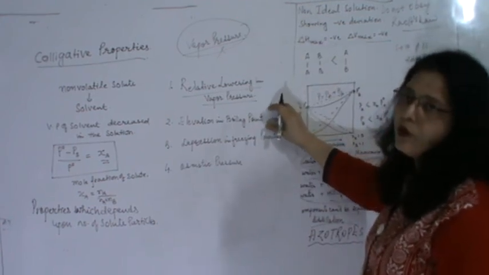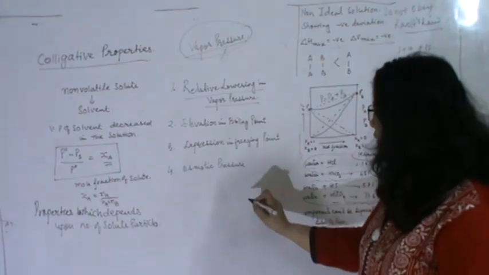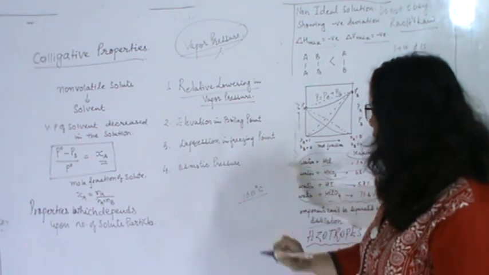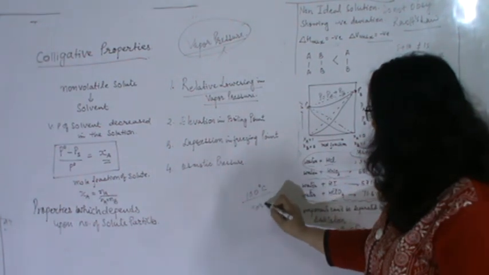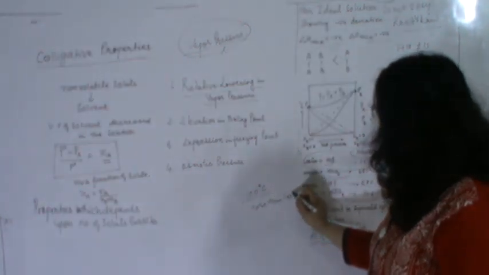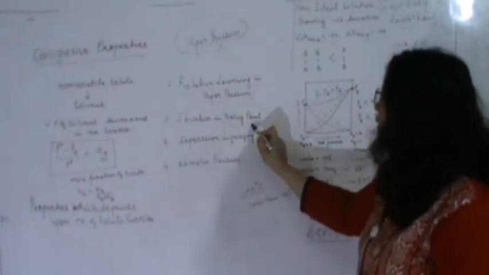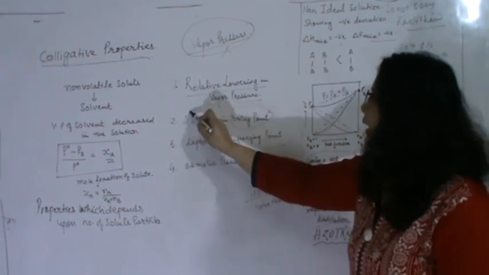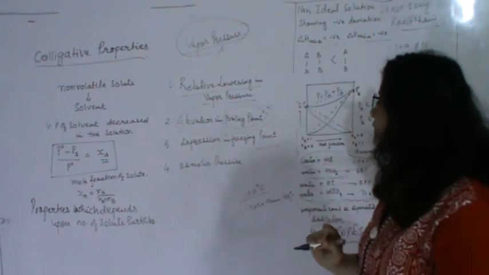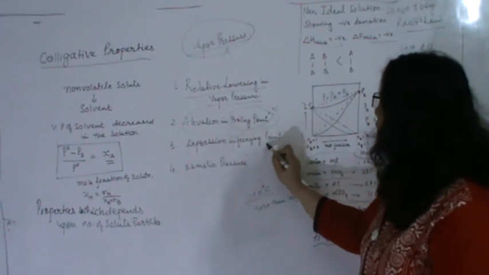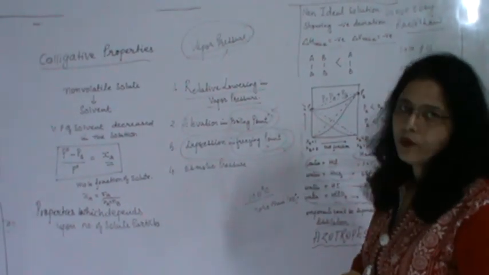Similarly, elevation in boiling point. Elevation in boiling point का मतलब है boiling point का बढ़ जाना. If water is boiling at 100 degree, let us say, water का boiling point 100 है, it will be more than 100. Then that will be called elevation in boiling point. Similarly, boiling point is not a colligative property. Elevation in boiling point is a colligative property. Depression in freezing point. Freezing point is not a colligative property. Depression in freezing point is a colligative property.